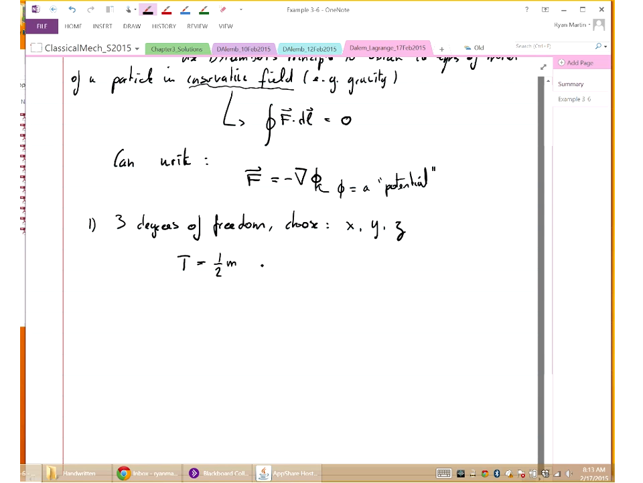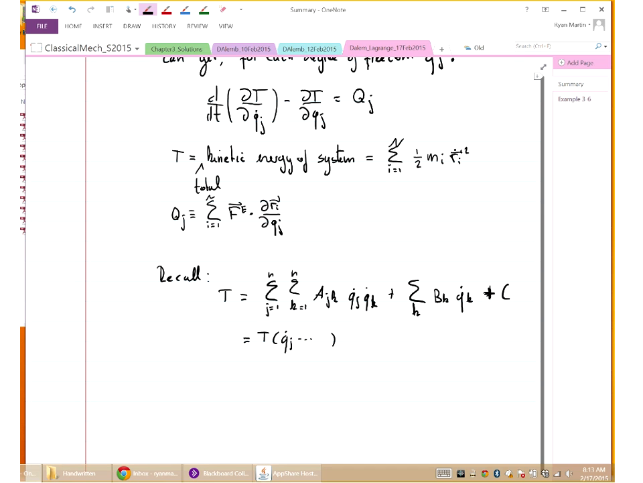And we can write T equals a half m. There's only a single particle, so there's no sum over n particles. And the kinetic energy would be x dot squared plus y dot squared plus z dot squared. Right? x, y, and z are the positions of the particle. x dot, y dot, and z dot are the components of the velocity in x, y, and z. And then v squared, the velocity squared, which you need for the kinetic energy, would be x dot squared plus y dot squared plus z dot squared. Okay, so we've written the kinetic energy in terms of our degrees of freedom.